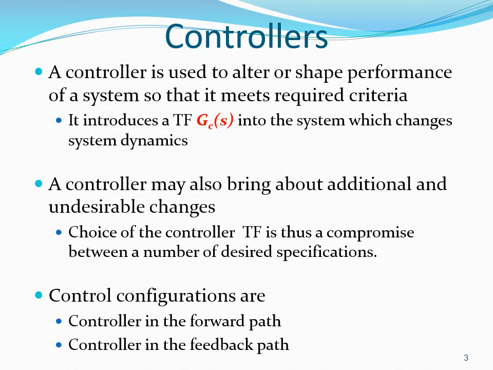A controller may, however, also bring about additional and undesirable changes. Therefore, the choice of the controller TF is a compromise between a number of factors. The control configurations that are used are a controller placed in the forward path and a controller placed in the feedback path.